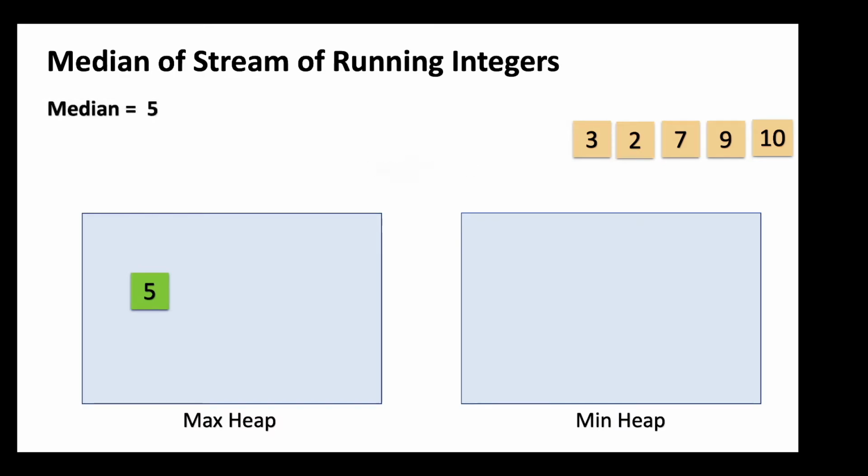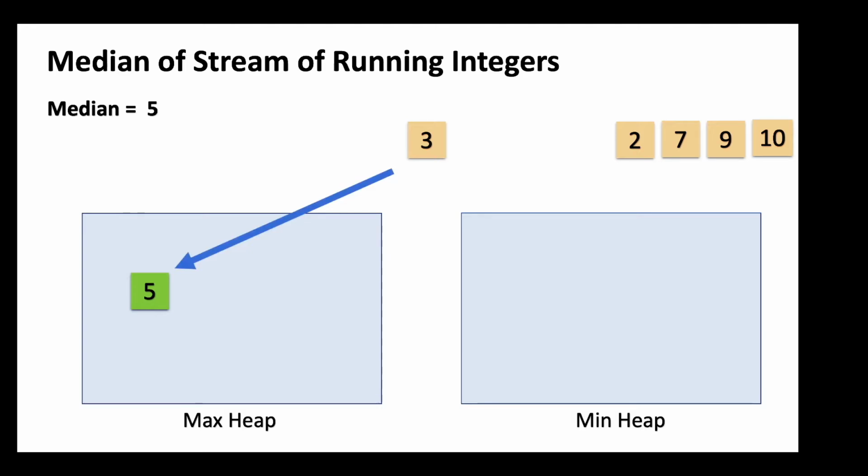Now let's consider the next number that will be coming as our input. The next running number will be 3. And again, we have to place this 3 into our correct bucket. That is, it should go either in the max heap or in the min heap. To understand that, we again have to check the root element of the max heap.